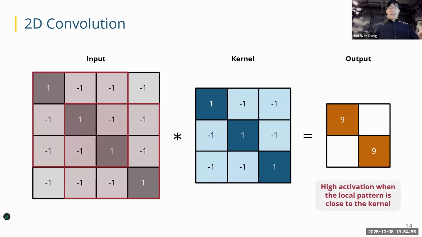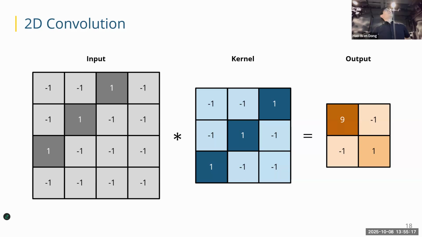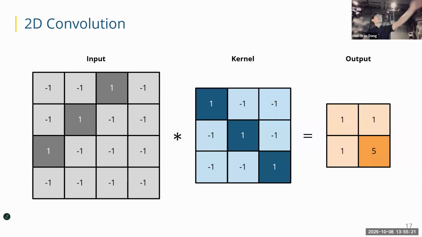So now you see that, high activation, basically, when you see a pattern that's close to your kernel, then you get a high activation. But for those that don't have a perfect match, then you get a low activation. So that's essentially how it works. But you can also try on different inputs and outputs. In this case, there's no match at all. So everything is like 1, 1, 1, and at the bottom is like 5.